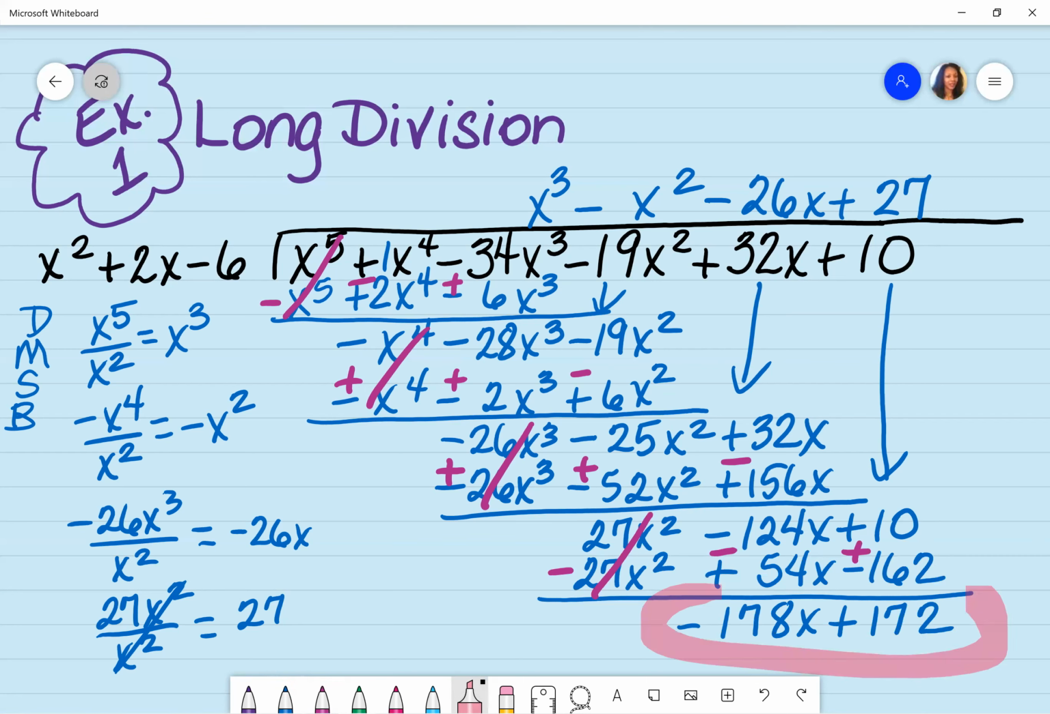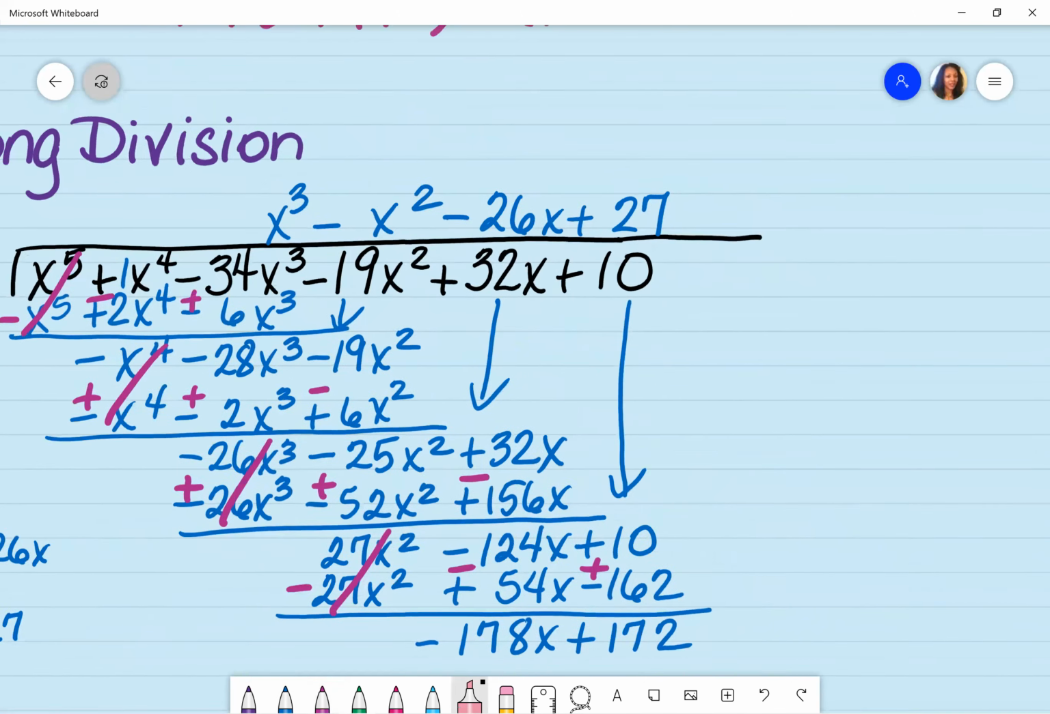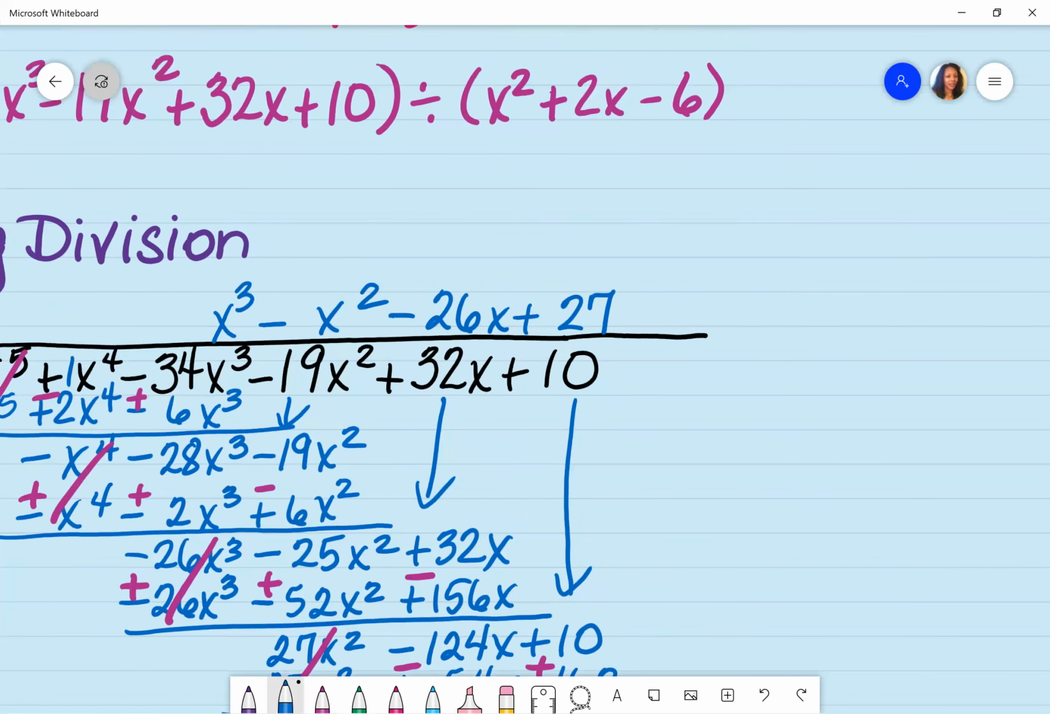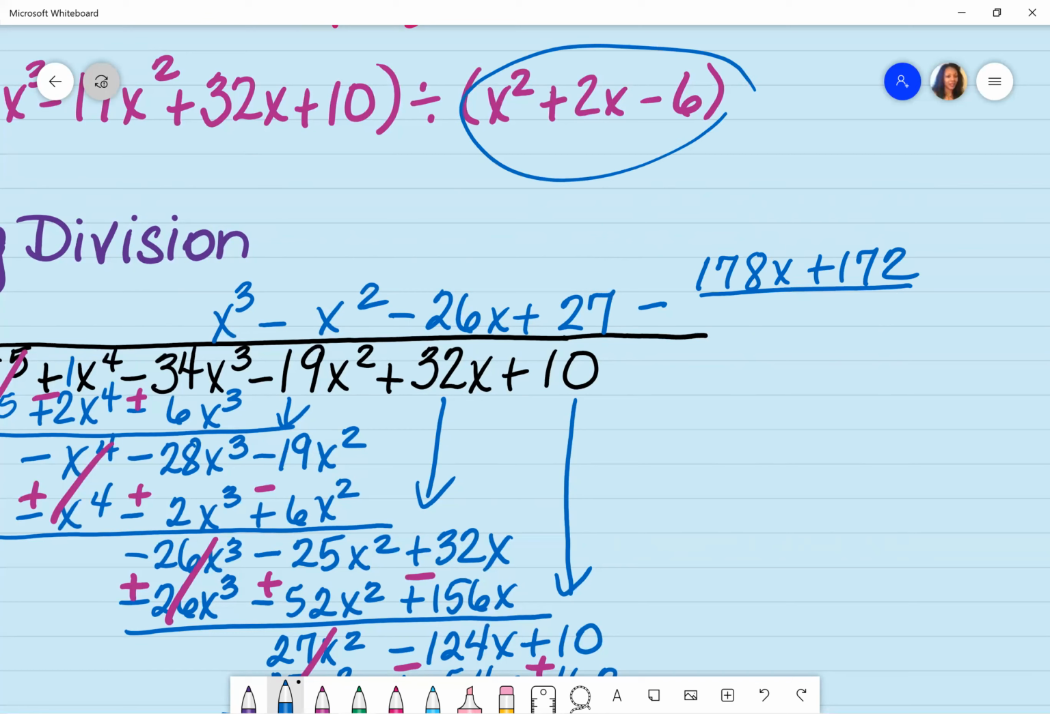This is my remainder. So the way that you write your remainder is going to be in fraction form. So next to my quotient, I'm going to write negative 178x plus 172, all divided by my divisor. And my divisor just happened to be x squared plus 2x minus 6.